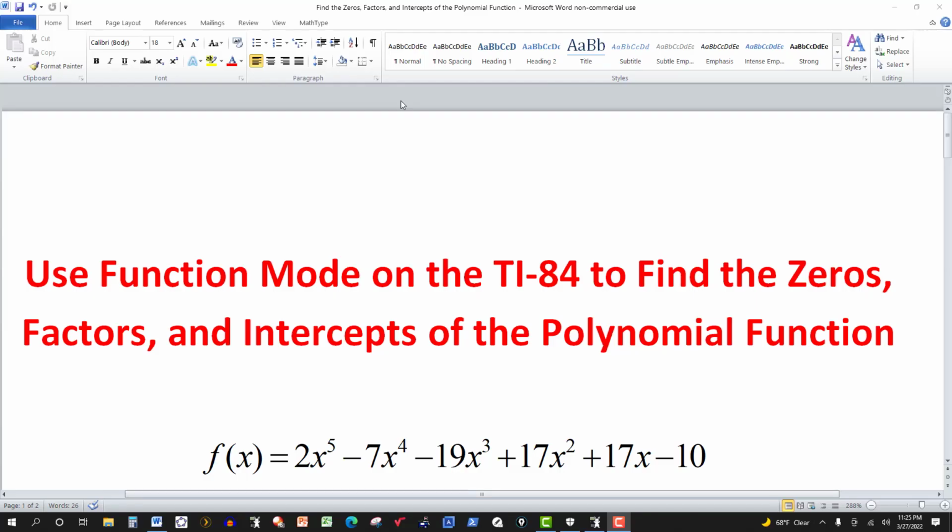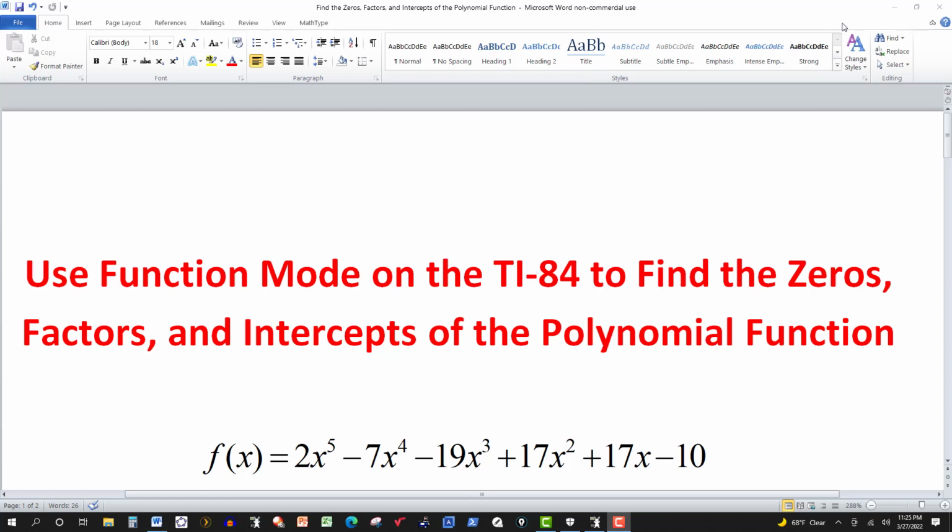In this video, we're going to use function mode in the TI-84 to find the zeros, factors, and intercepts of the polynomial function given here. And these are all related concepts, as you'll see when we get through with this. So the zeros are simply the numbers that you plug in for x and it generates a zero. They also turn out to be the first components of the intercepts. So once we get the zeros, we're going to know the intercepts, at least the x-intercepts.